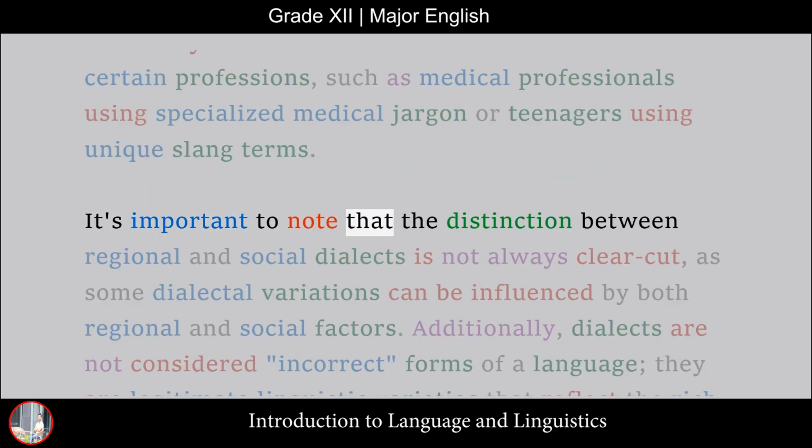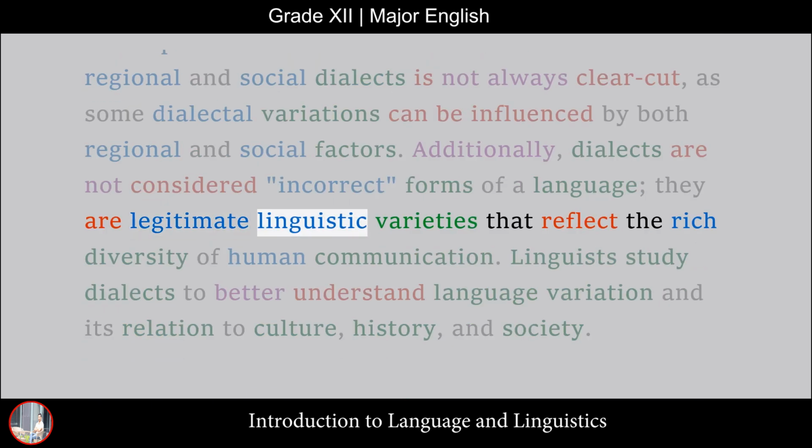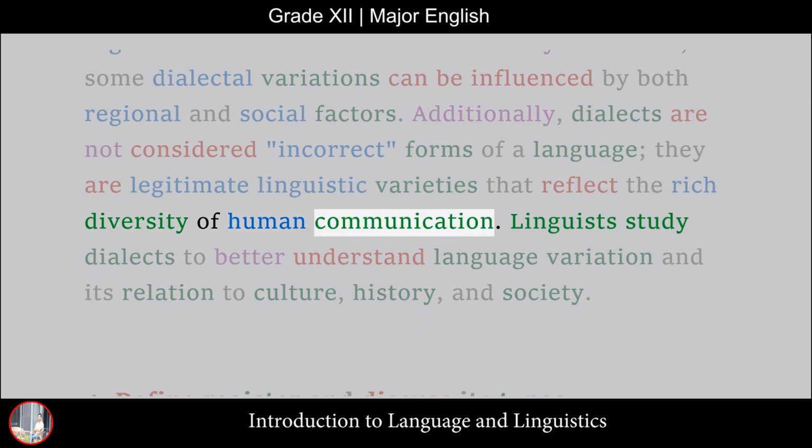It's important to note that the distinction between regional and social dialects is not always clear-cut, as some dialectal variations can be influenced by both regional and social factors. Additionally, dialects are not considered incorrect forms of a language; they are legitimate linguistic varieties that reflect the rich diversity of human communication. Linguists study dialects to better understand language variation and its relation to culture, history, and society.